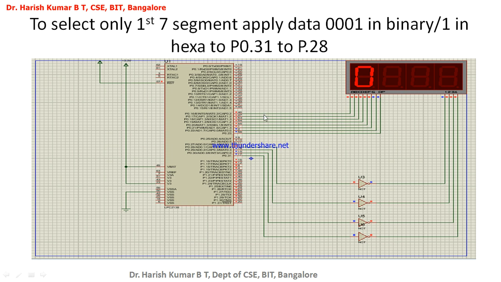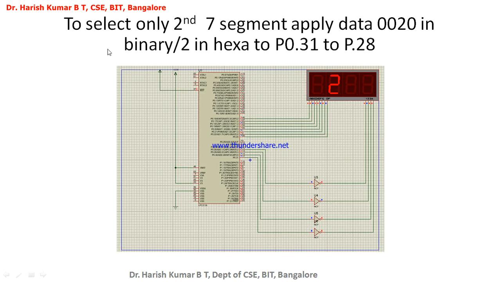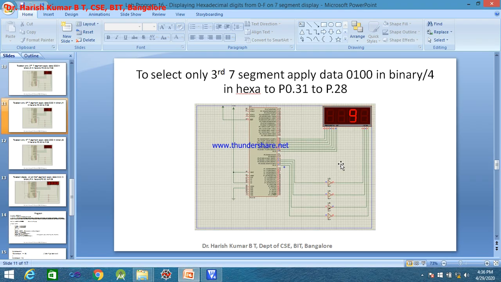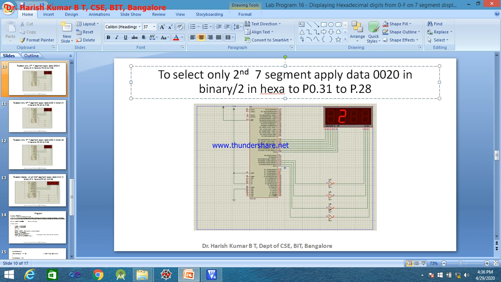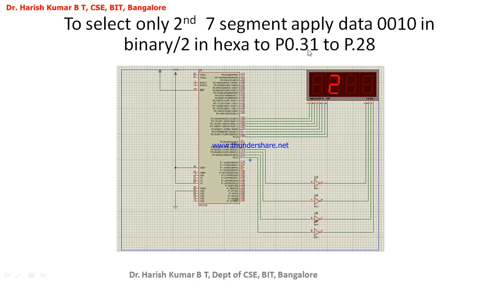It goes like this. Now if you want to select only the first 7 segment display, apply the data 0001, that in hexadecimal is 1. And similarly, to select only the second 7 segment display, apply the data, sorry, this is not 00020, it is 00010. So 10, so 00010, that means P0 point, it is in this order.